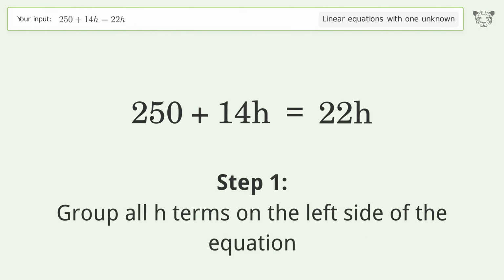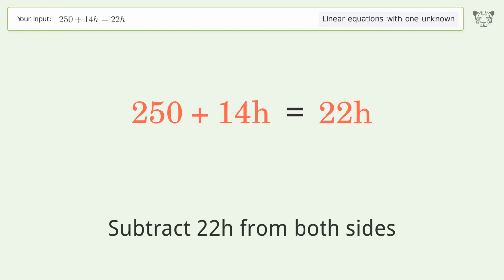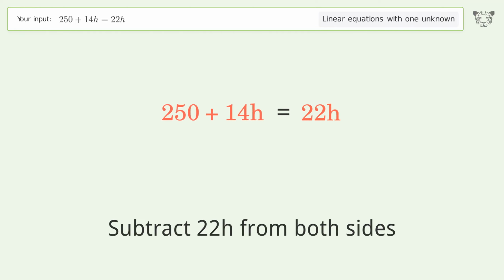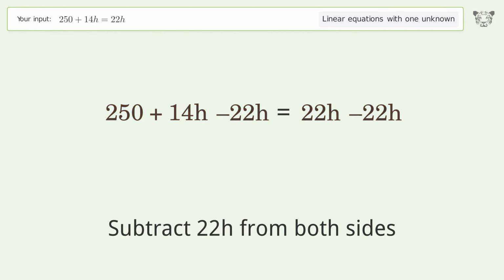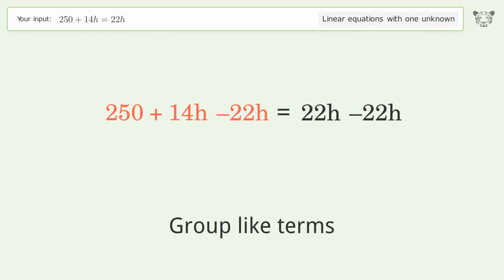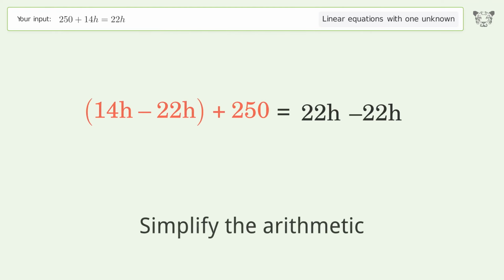Group all h terms on the left side of the equation. Subtract 22h from both sides. Group like terms. Simplify the arithmetic.